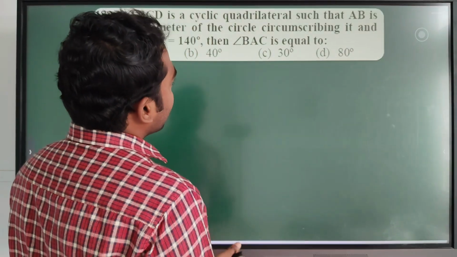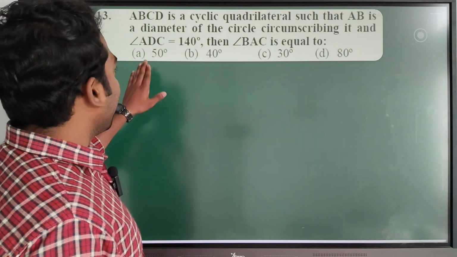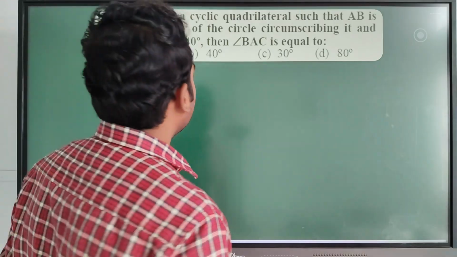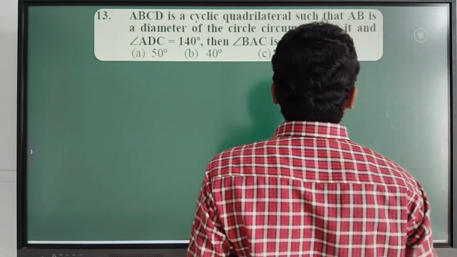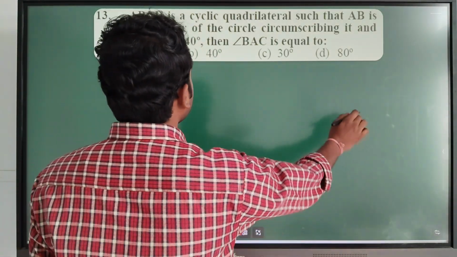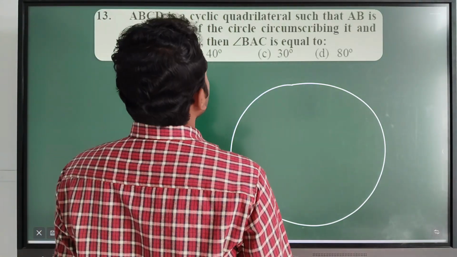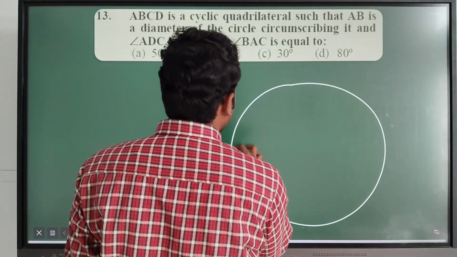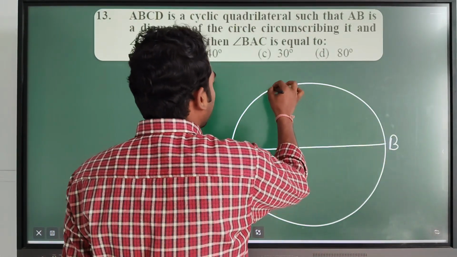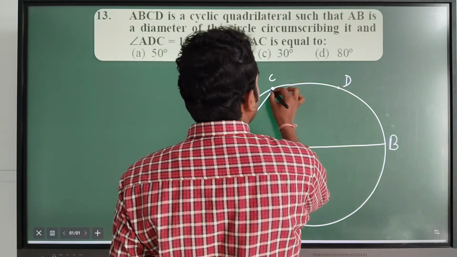ABCD is a cyclic quadrilateral such that AB is the diameter of the circle circumscribing it, and angle ADC is equal to 140 degrees. So you have to find angle BAC. Okay, let's draw the figure of that question. ABCD is a cyclic quadrilateral and AB is the diameter. Let us suppose the point C is this and point D is this. So ABCD is a quadrilateral like this.